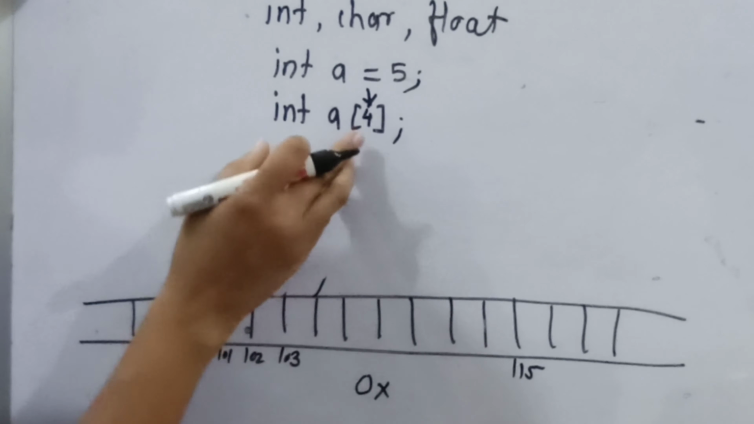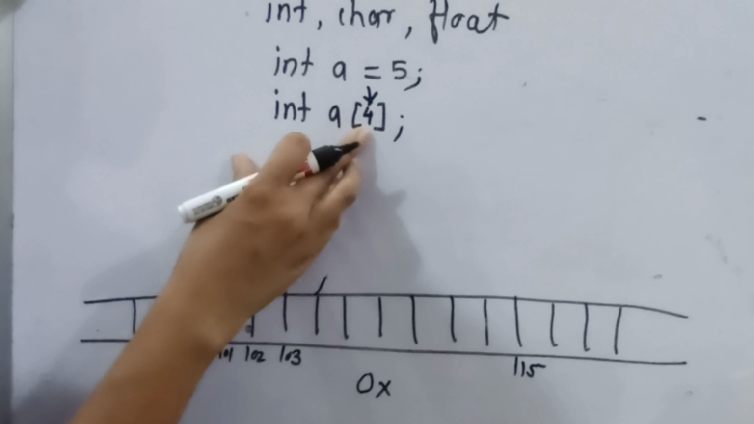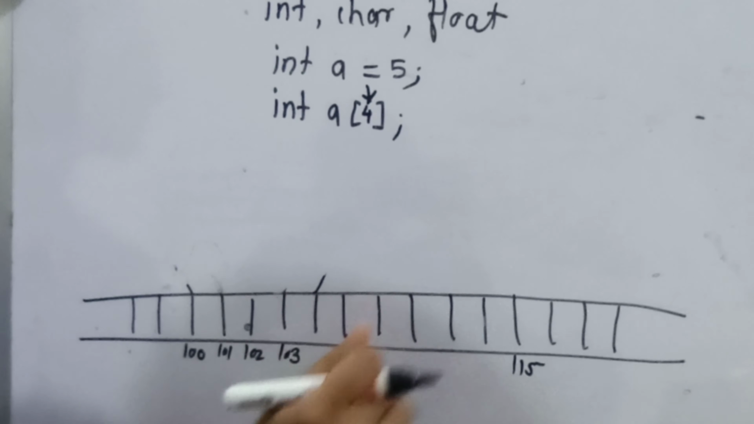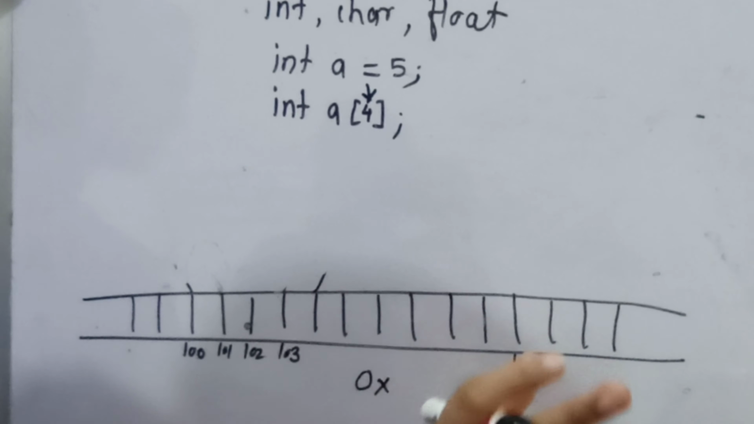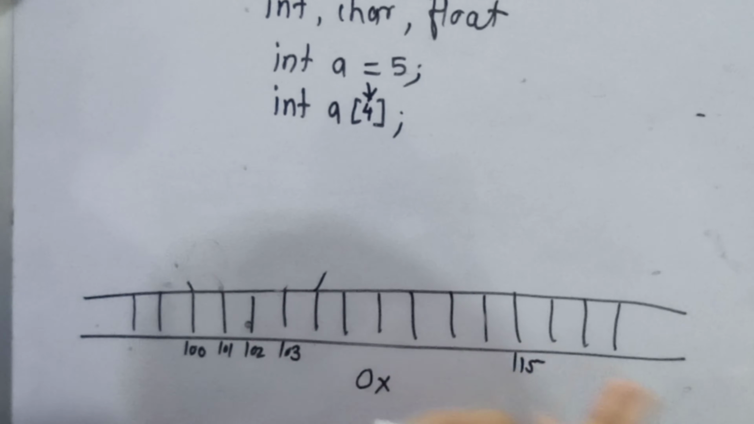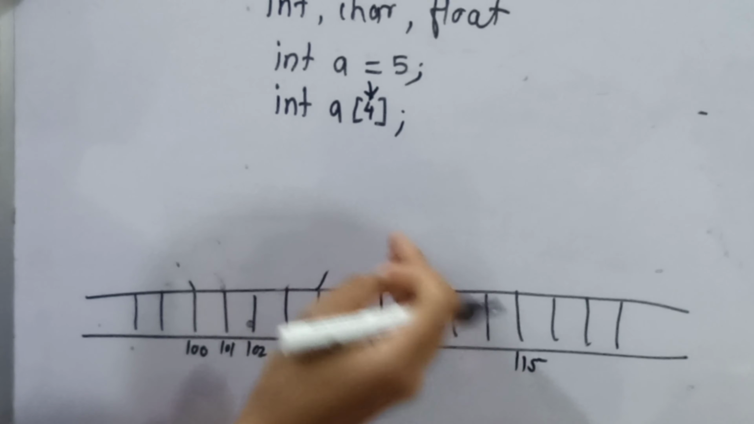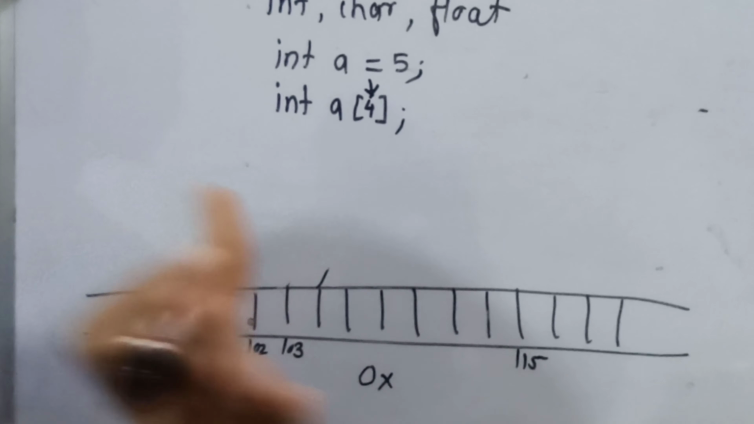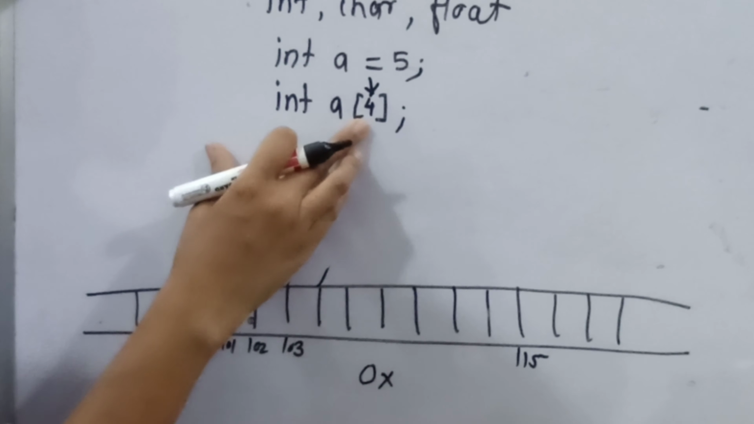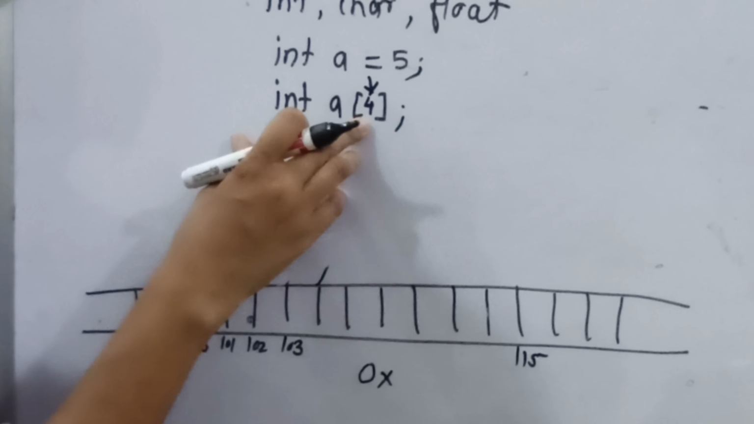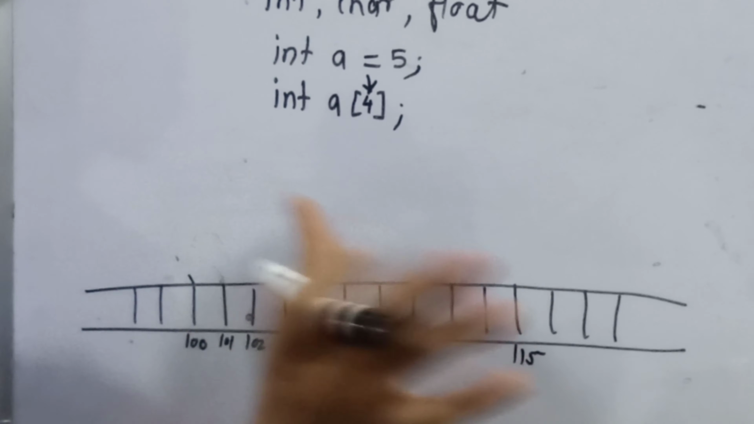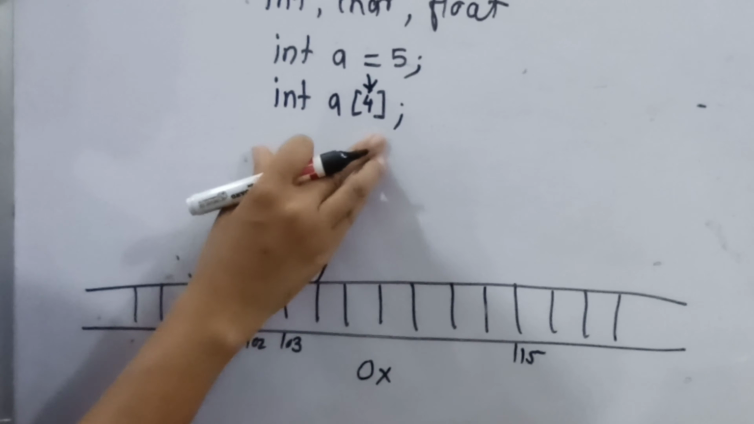Now, it is not necessary that because I have written the value 4, I must compulsorily accept 4 values. That is not the case. You can accept 1 value or 2 values from the user, but the maximum is 4 values. If you want to accept 5 values, it is not possible, because we have declared a static size of 4. So only a maximum of 4 values can be accepted in this case.